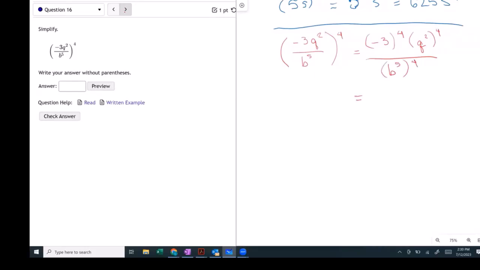Negative 3 to the 4th power is negative 3 times negative 3, which is 9. And then negative 3 times negative 3 is 9. So I multiply those together. 9 times 9 is 81. This is multiplication. I get q to the 8th power divided by b to the 20th.